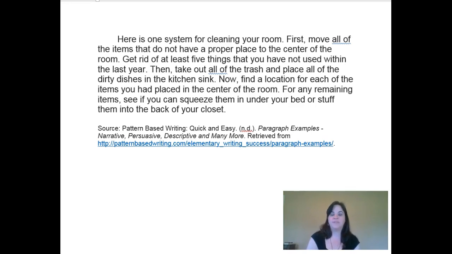So this paragraph is explaining to us how to clean our room. Therefore, here's our topic sentence: Here is one system for cleaning your room. The rest of the paragraph gives us step-by-step instructions as to how to clean a room. This doesn't provide any opinion. It doesn't tell us this is the best or the only method to clean a room. It just says it is one method. Because it's explaining a process of how to do something, it's also an informative paragraph.